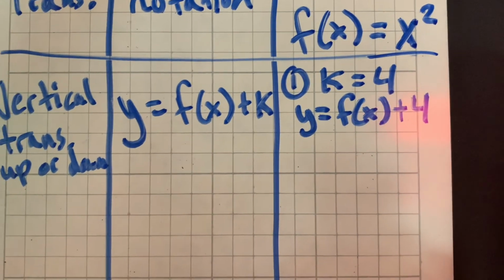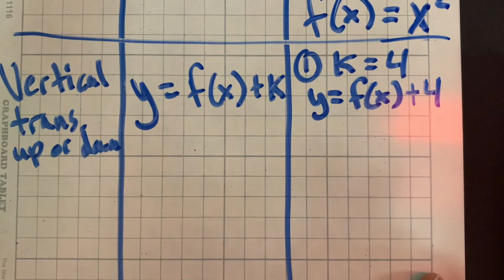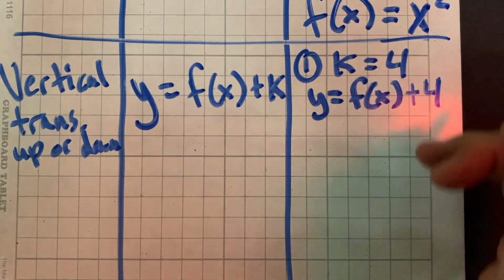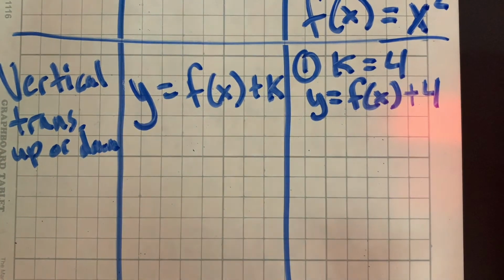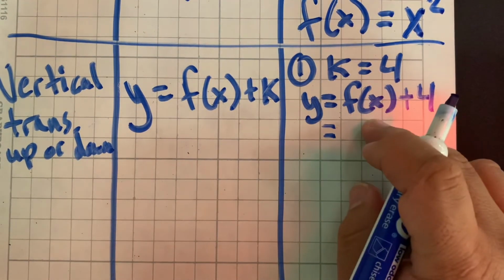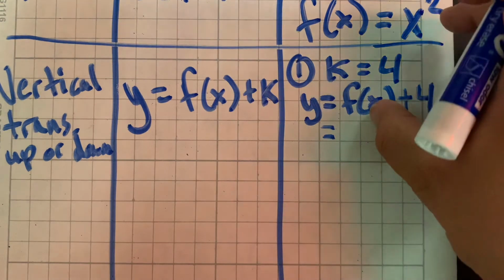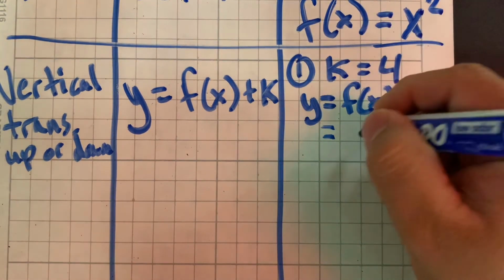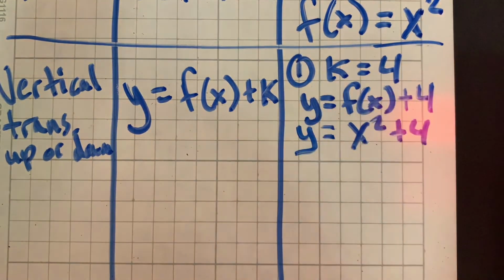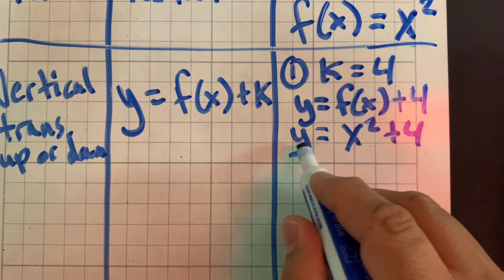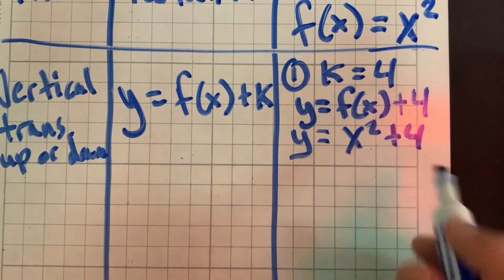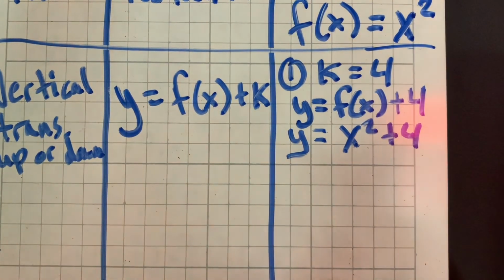Again, all we're doing is taking the function notation, the function, and writing it with this given transformation. Now that I know that I'm going up 4, I can replace f of x with what it's equal to. F of x is equal to x squared. So it becomes x squared plus 4. I can't do anything else, so this right here is my function. So if you're given a problem like y equals x squared plus 4, from here you can tell me what that transformation is.